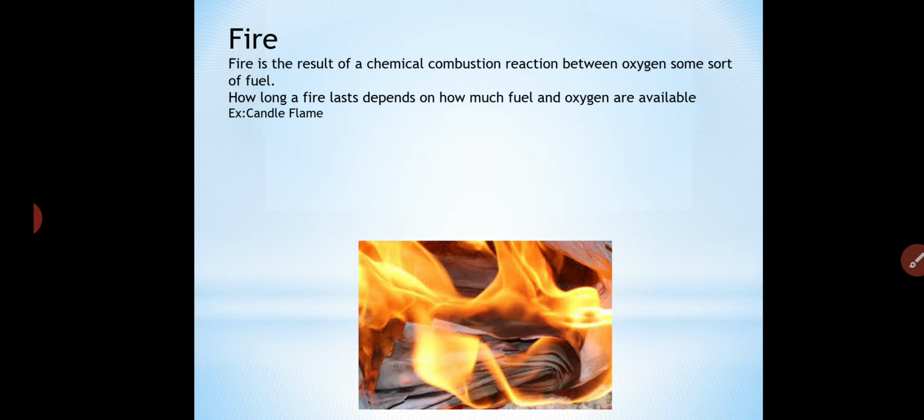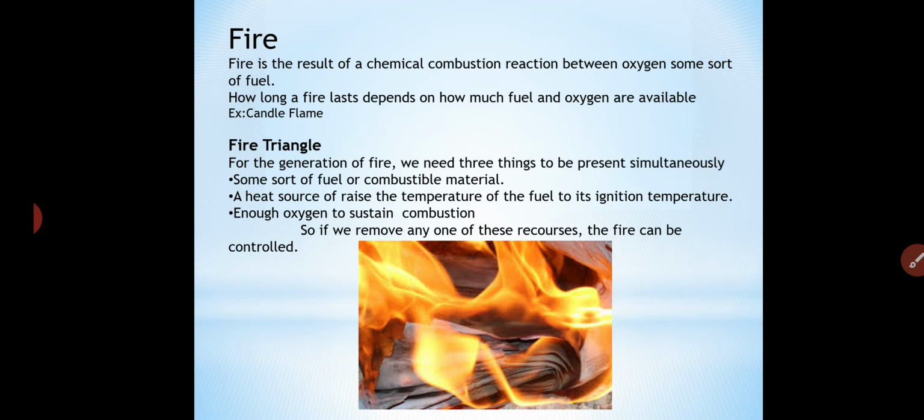Now, even the candle flame is also a good example. See how much wax is present, and on that basis the candle will burn. Now, fire triangle. For the generation of a fire, we need three things to be present simultaneously. It is called a fire triangle.